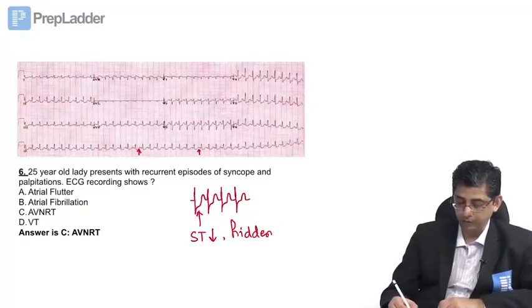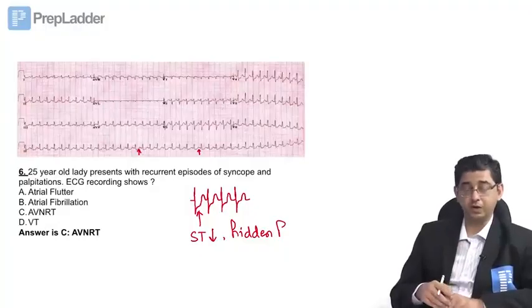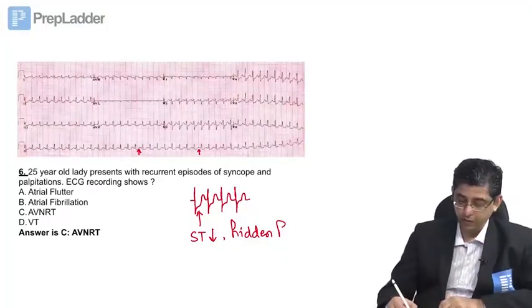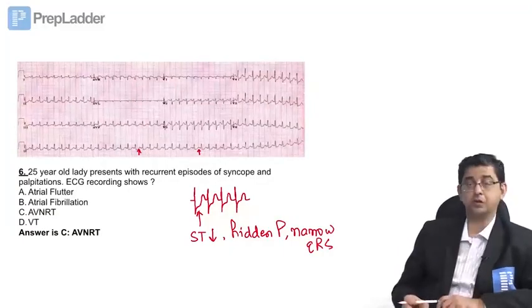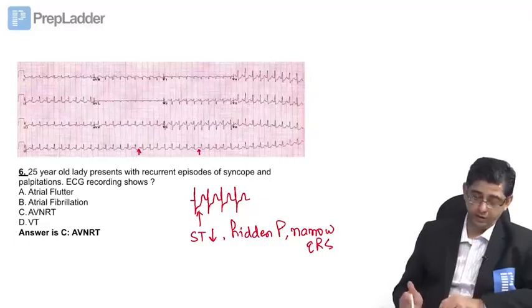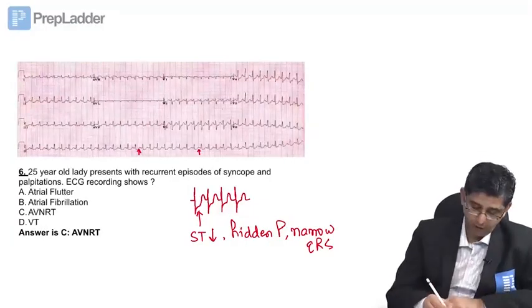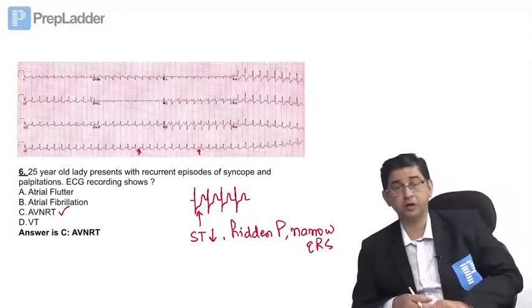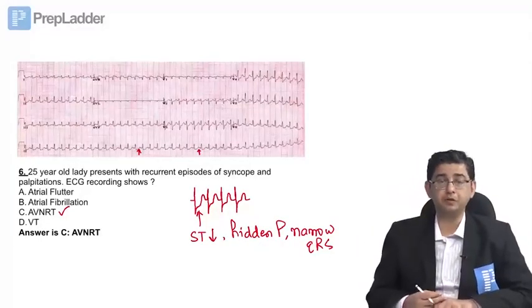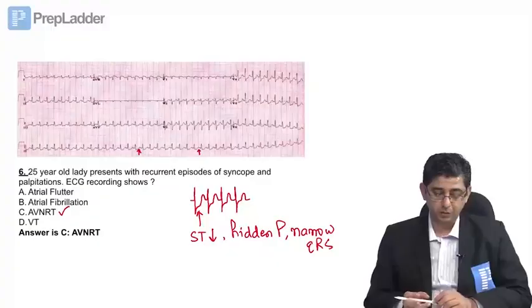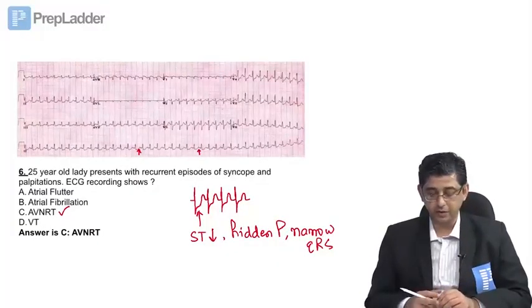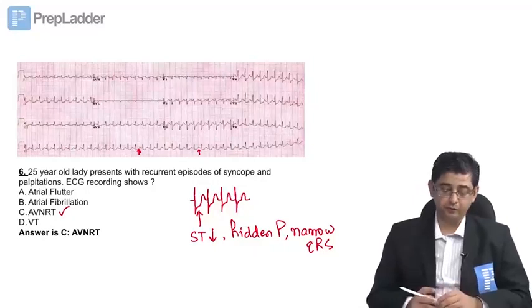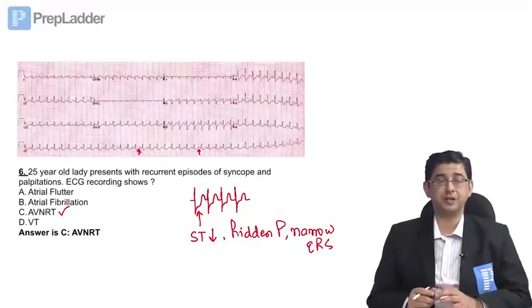I'm calling it a hidden P wave because you can see that there is merging of the P and the T waves, and there is also a narrow complex QRS. These three features are always diagnostic of paroxysmal supraventricular tachycardia. This would be called AVNRT, that is AV nodal reentrant tachycardia. The key thing to be remembered for this particular question is that there is a narrow complex QRS, there is a hidden P wave, hidden because it is formed due to merging of the P and the T wave, and there is ST segment depression.